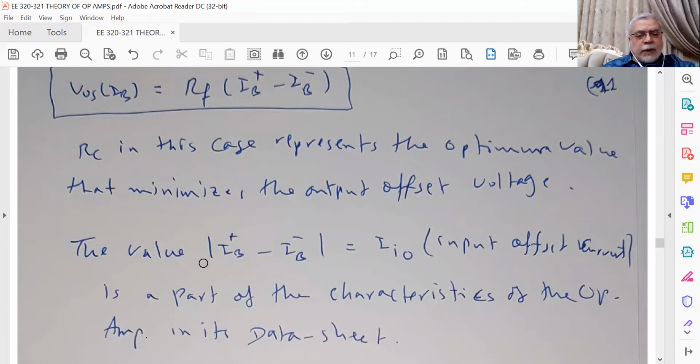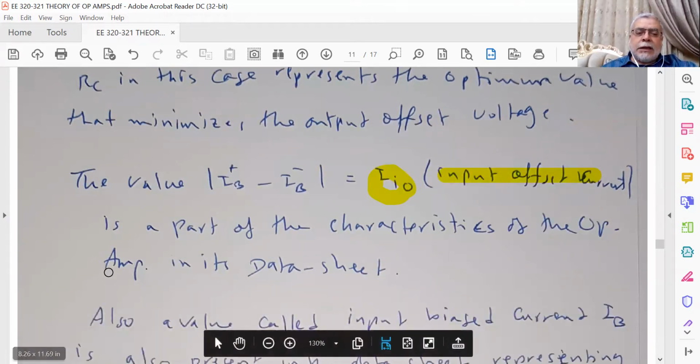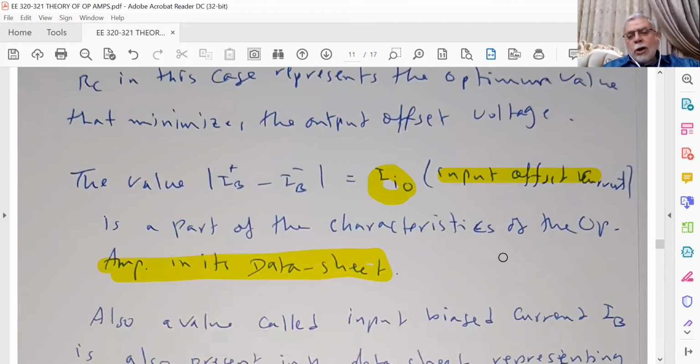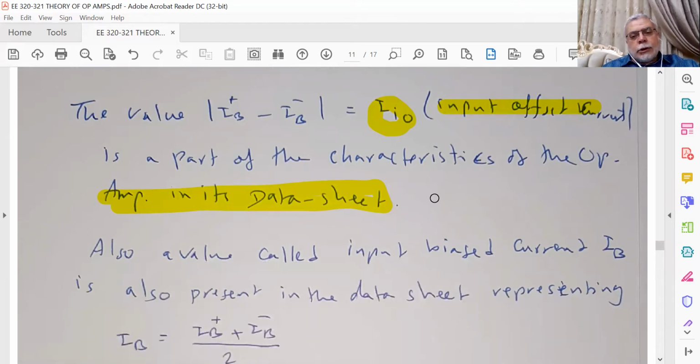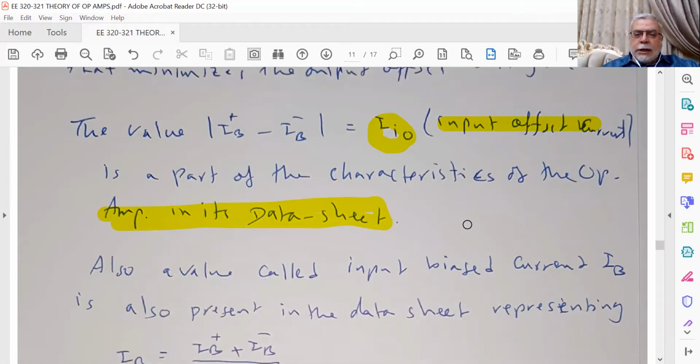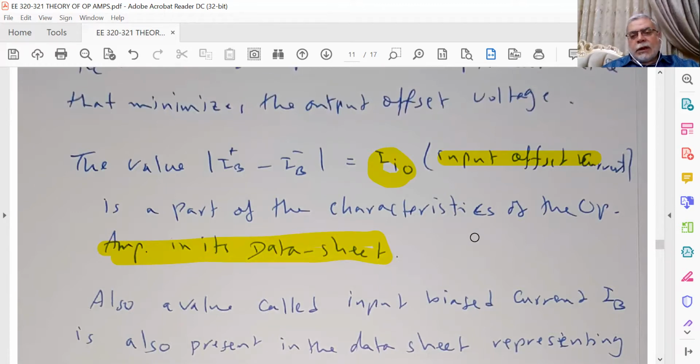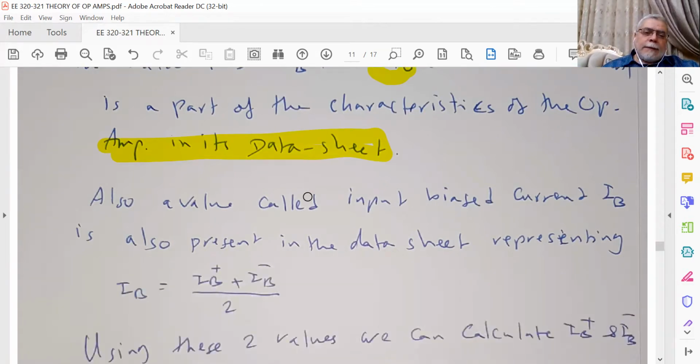The value of IB plus minus IB minus is called IIO, the input offset current, and this value is present as a characteristic of the amplifier in the data sheet of the op-amp. So if RC equal to R optimum, R1 parallel with RF, we can directly calculate the optimum value of offset voltage and current, and we need this value in studies, especially when we study a system with very low input.